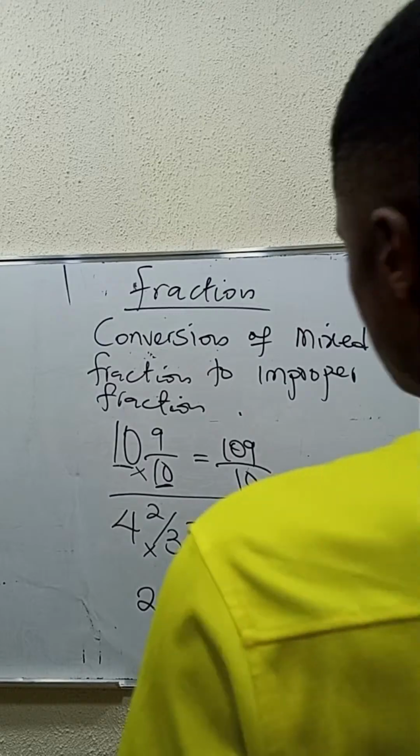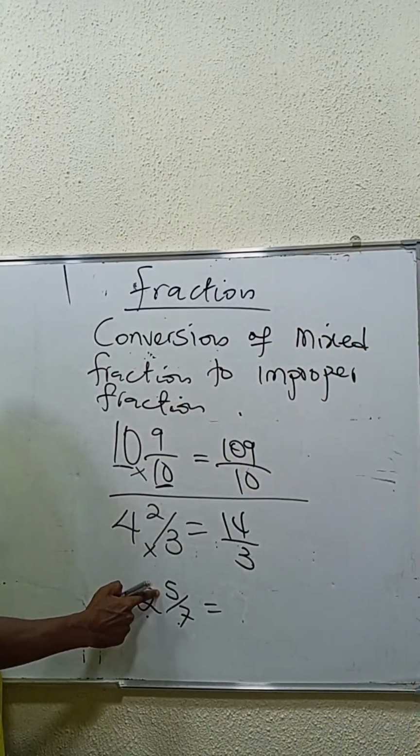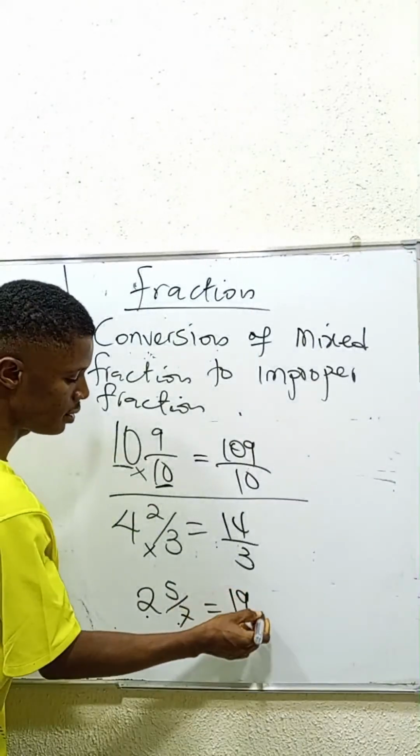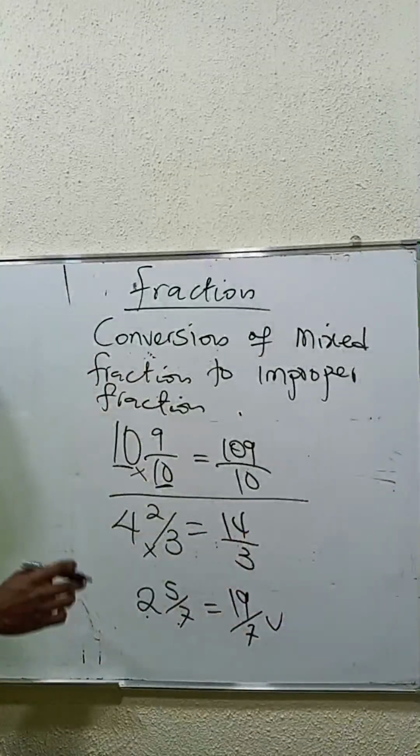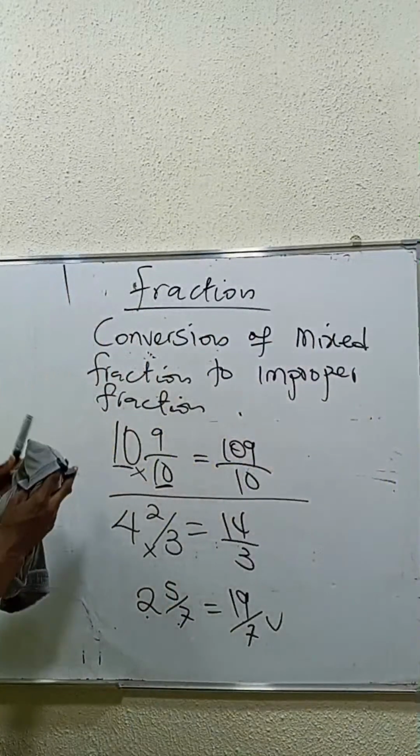Reason behind that, 2 times 7 is 14. 14 plus 5 is 19. 19 over 7. Good. I like that. 19 over 7. That's correct.